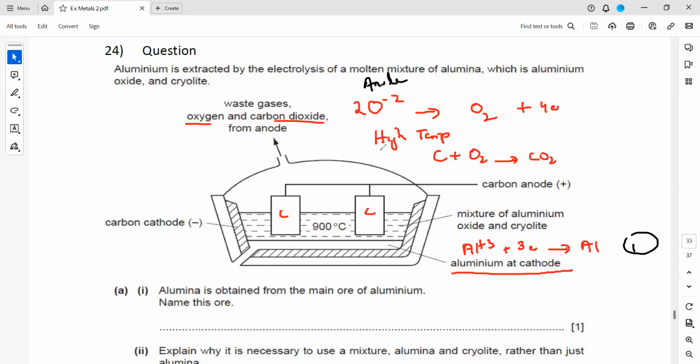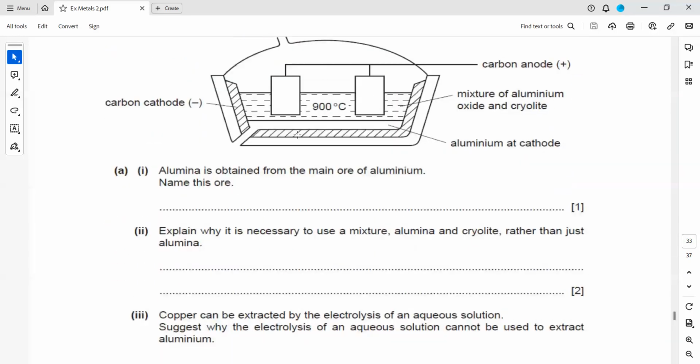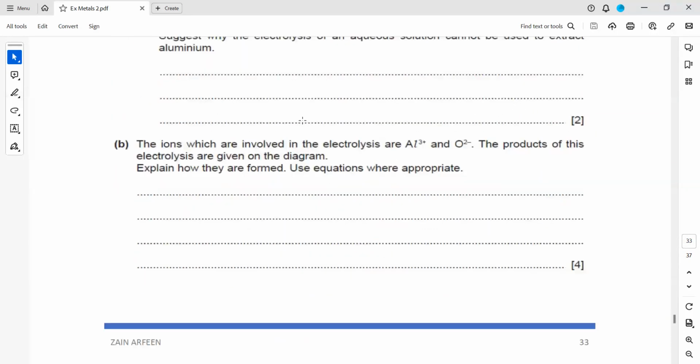Then, because of the high temperature, the oxygen gas formed here will react with the carbon, the graphite, and form carbon dioxide. So we have to replace the anodes from time to time, because the amount of carbon decreases. We have to replace these anodes regularly.